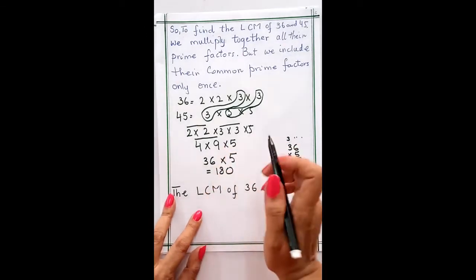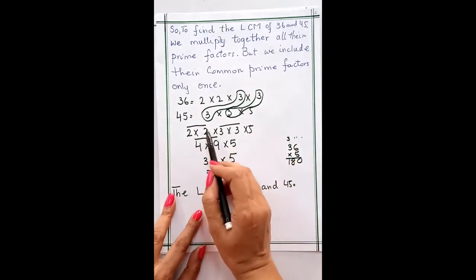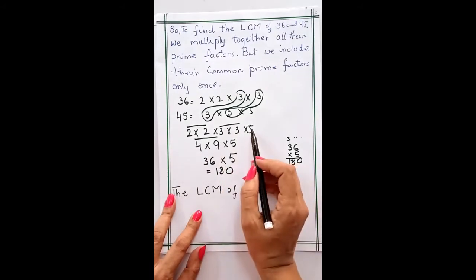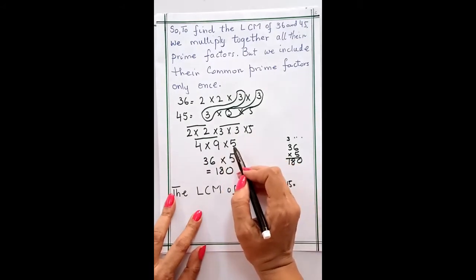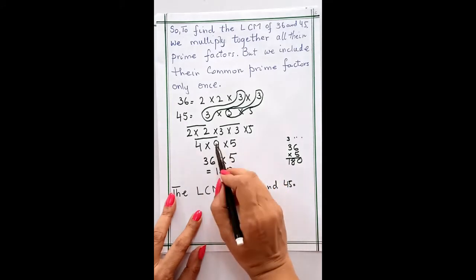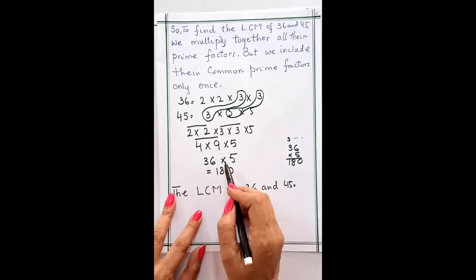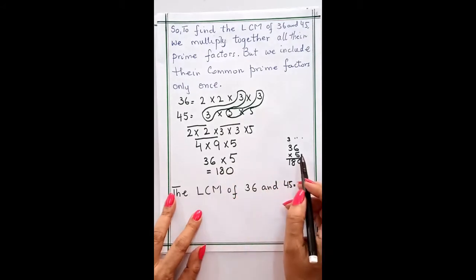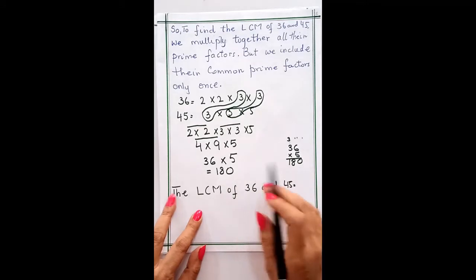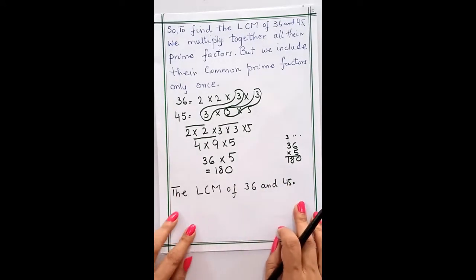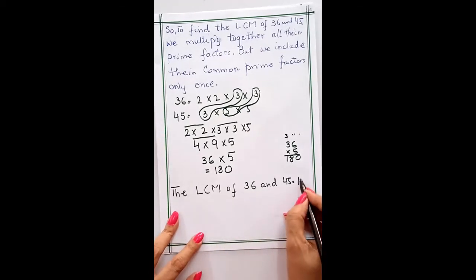So here students, you will see it again. 2 2s are 4, 3 3s are 9, 5 we will write as it is. Again 4 9s are 36, 5 down. Then 36 multiplied by 5, answer is 180. The LCM of 36 and 45 is 180.